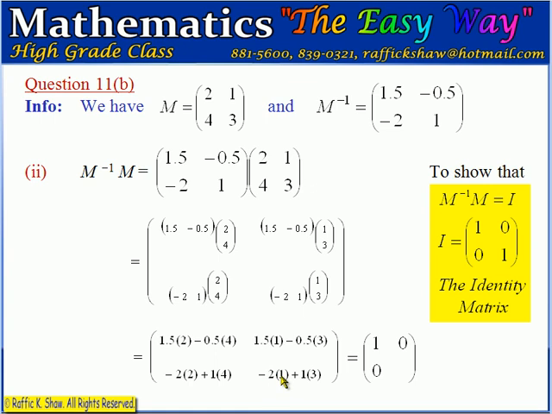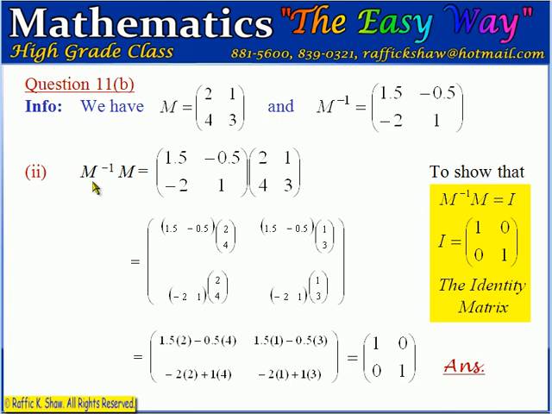Negative 2 multiplied by 1, that's what we have here, and then 1 multiplied by 3. Negative 2 multiplied by 1 is negative 2. 1 multiplied by 3 is 3. So we actually have negative 2 plus 3 here, which is 1. And so this element is 1.